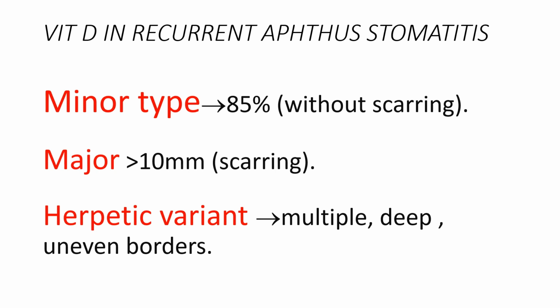And this minor form heals without scarring, in contrast to the major variant of recurrent aphthous stomatitis, which is characterized by lesions that are more extensive and exceed 10 mm in diameter, with a healing that often results in scarring. The herpetiform variant is characterized by multiple deep lesions and uneven borders.